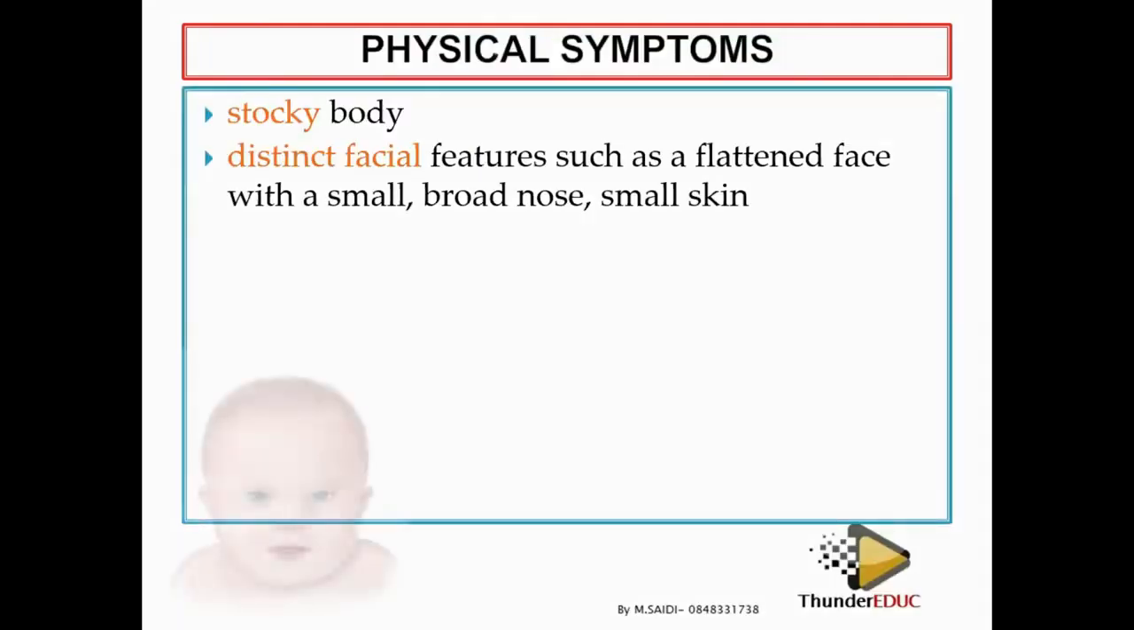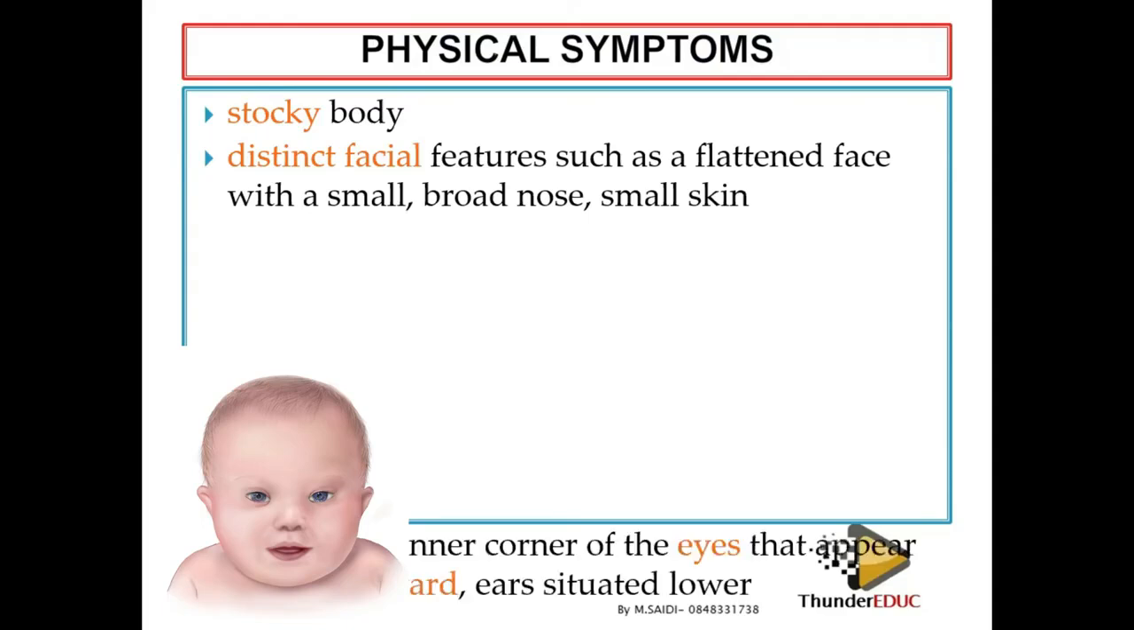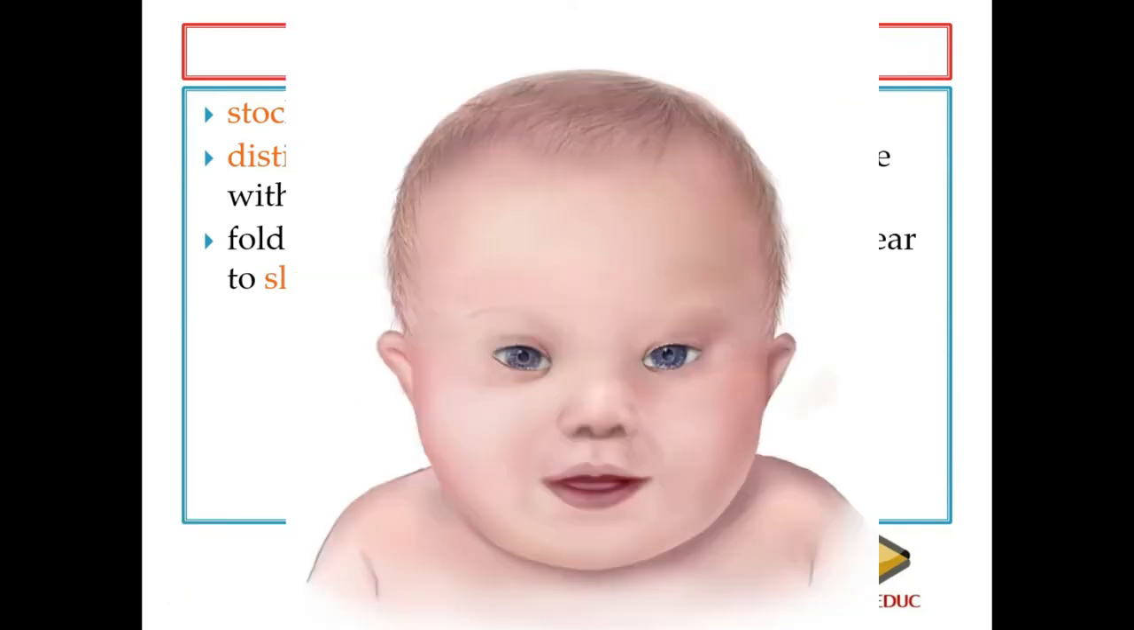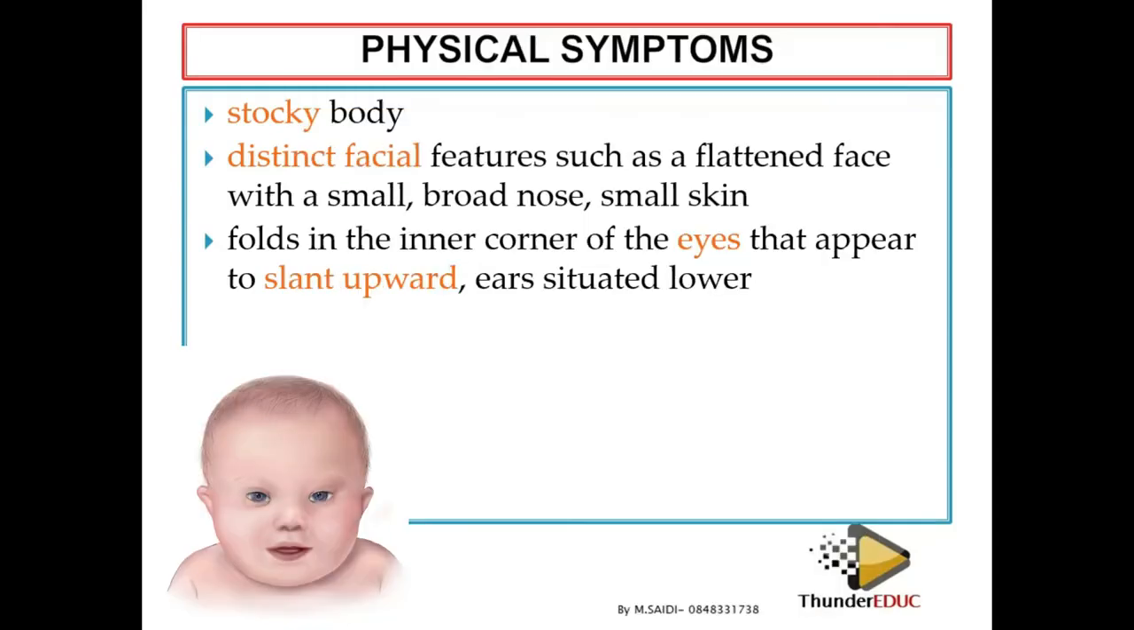So what are some of the characteristics of people having Down syndrome? Stocky body. The body is stocky. Flattened face with a small and broad nose, small ears. You have ever seen these people. Let's look at a picture which has Down syndrome here. So the folds in the inner corner of the eyes appear to slant upwards, and then a large tongue. These kids have a large tongue. Actually, the tongue is always protruding out.